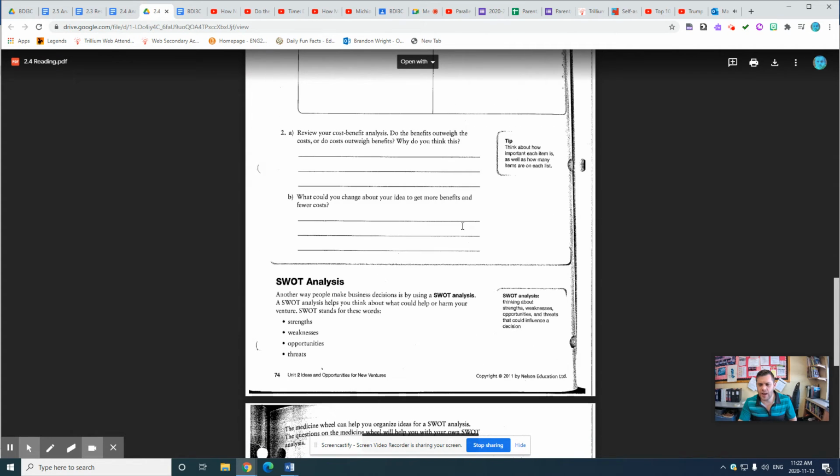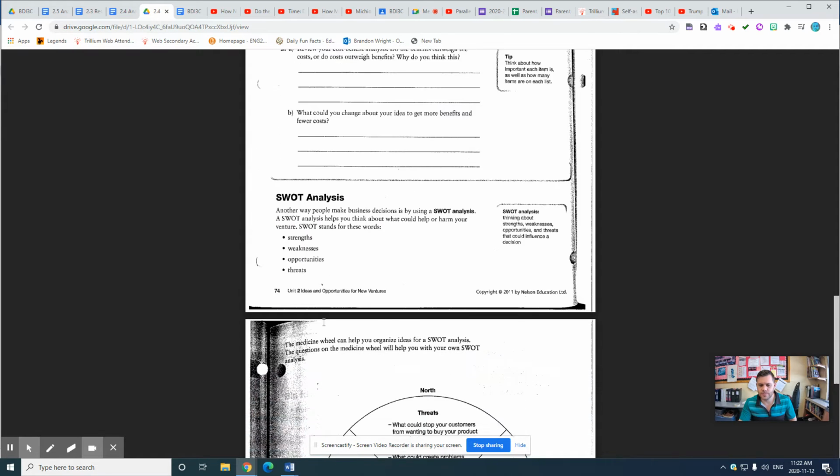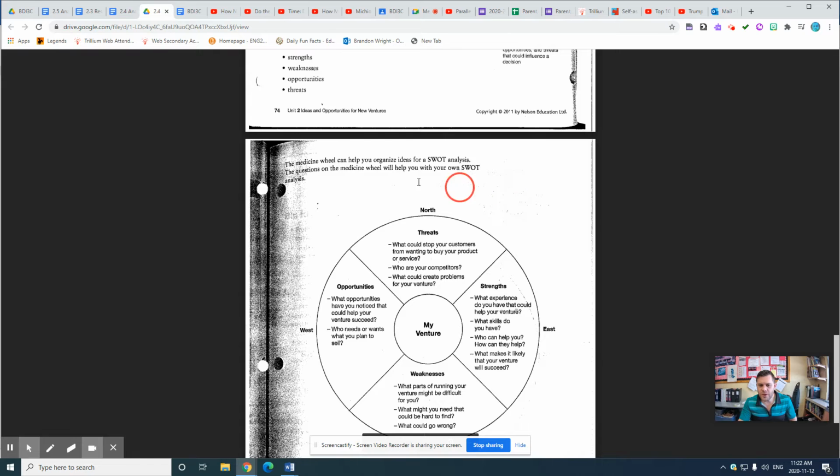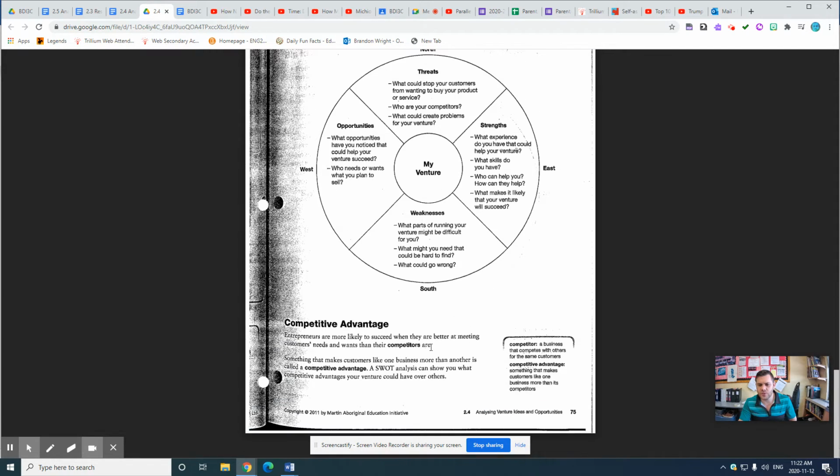This page, you don't have to read any. This page, I would like you to read this part. But this will tell you how to do a SWOT analysis. So by answering these questions, you can get ideas of how to do your own SWOT analysis, which we'll get into later on in the assignment.